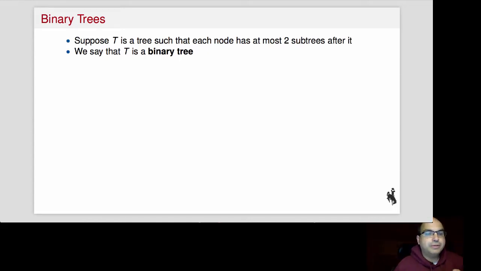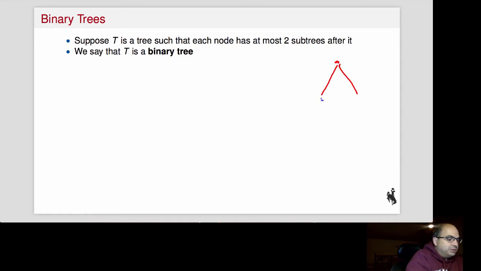So now I want to talk about a very special kind of tree, which is a binary tree. A binary tree is a tree where you can say this about every node in the tree, and that is that it has at most two children. When I'm drawing a binary tree, I might start with a root, and then I have at most two children.